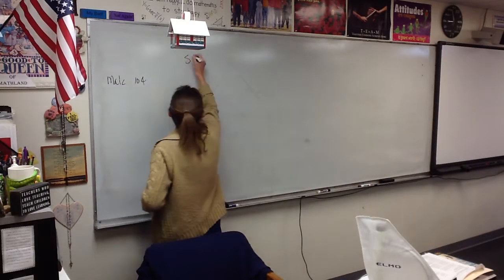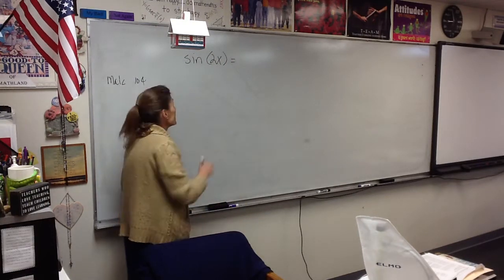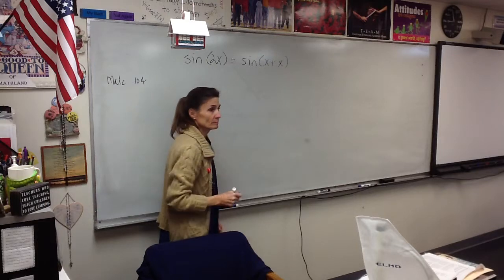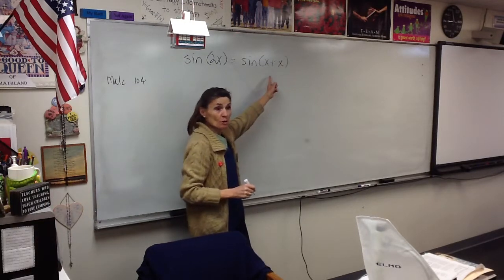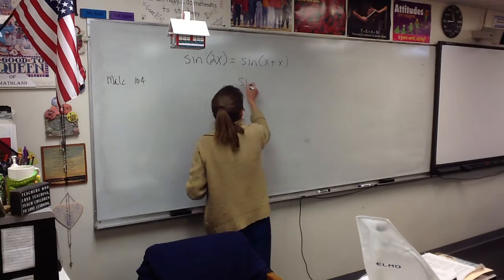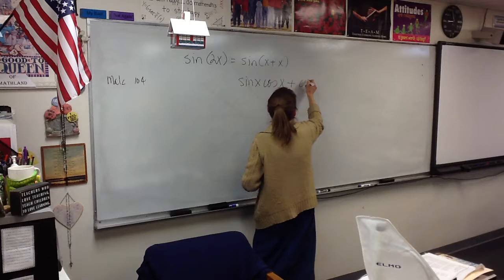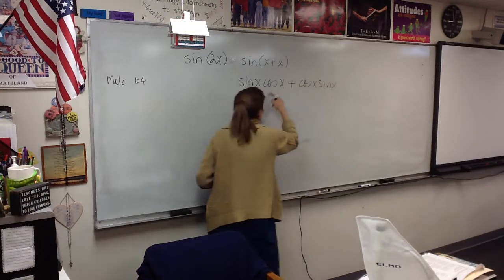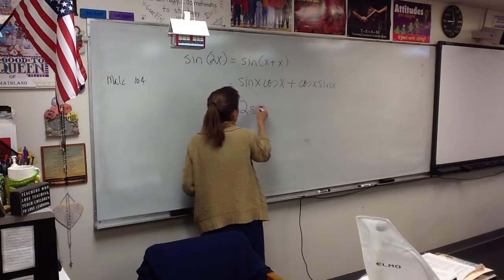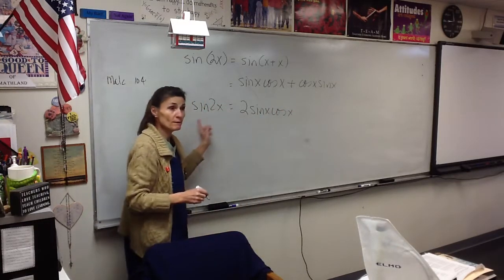If we had the sine of 2x, we could think of that as the sine of x plus x. Would you agree with me? And now it's a sum. So we have a formula. What's the formula for the sine? Sine of the first, cosine of the second, plus cosine of the first, sine of the second. What do you notice about those two terms? They're the same. So we can write them together as 2 sine cosine. And that's your double angle sine identity, right? That's on the purple sheet.